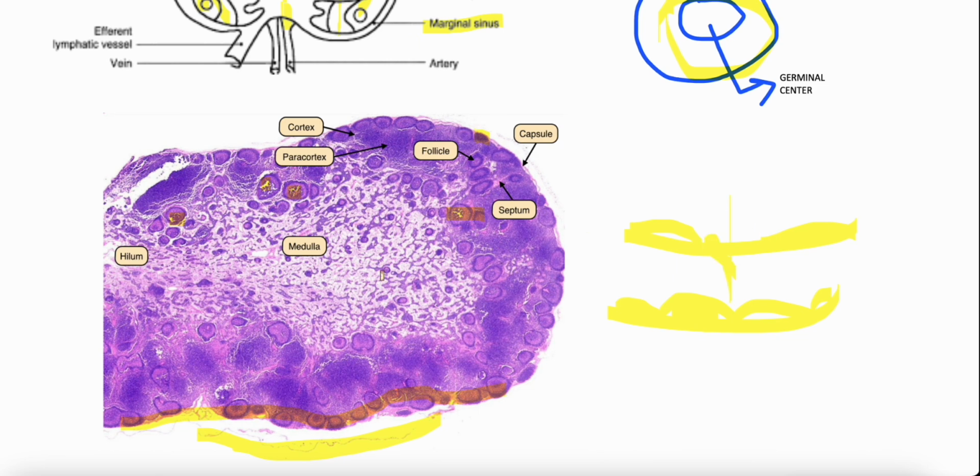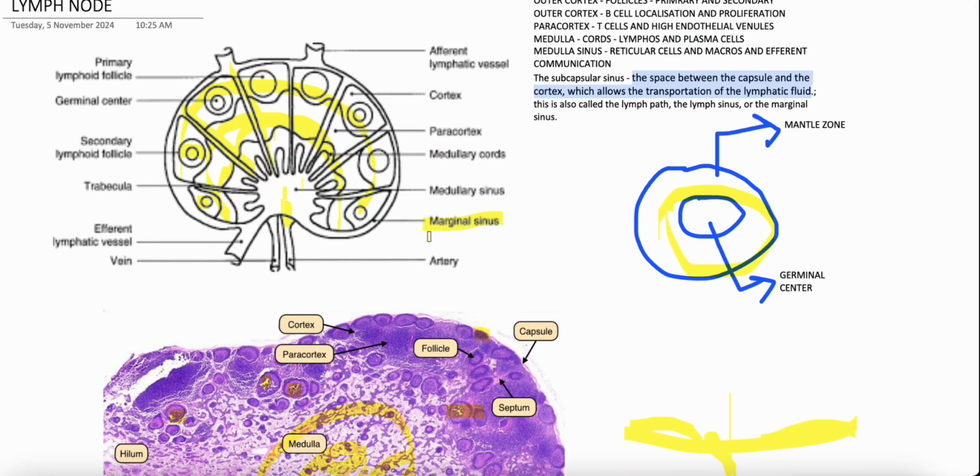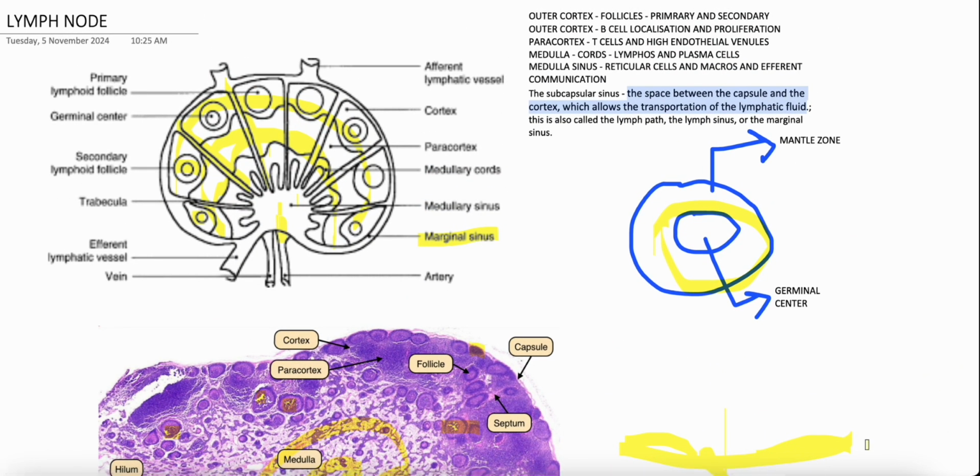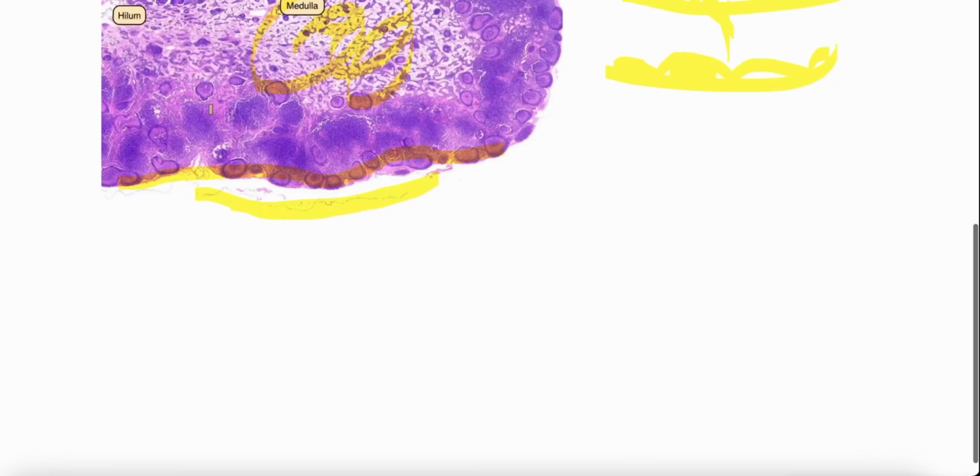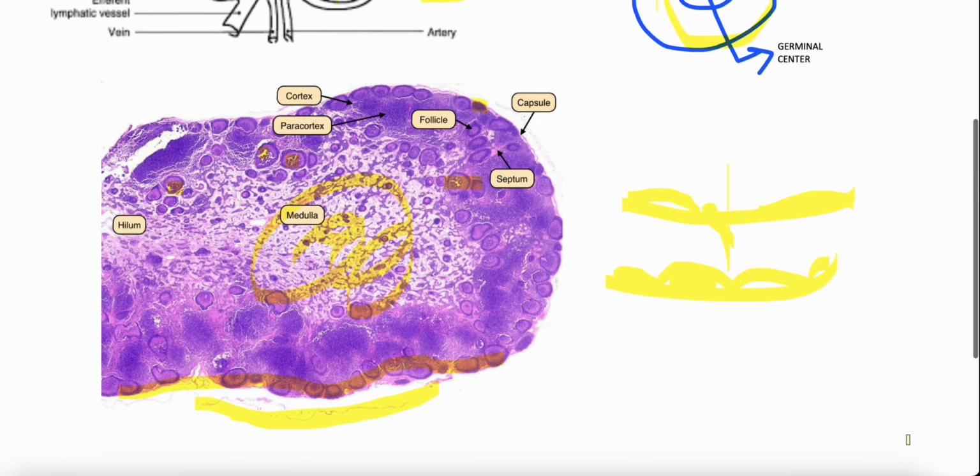And this one is your medulla. Here we cannot differentiate between cords and sinuses, but grossly we can say that this one is your medulla. In this picture we will not be able to differentiate between the cords and sinuses, but they are present. So this is the structure of a lymph node: this one was your diagrammatic presentation, and this one was the histology.